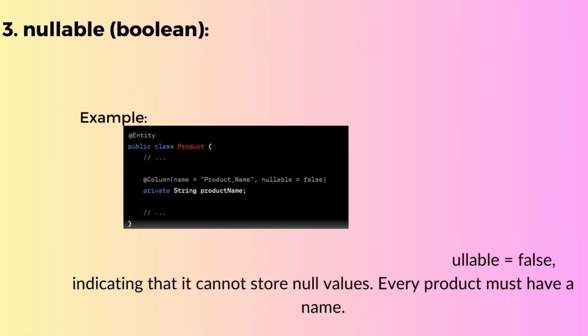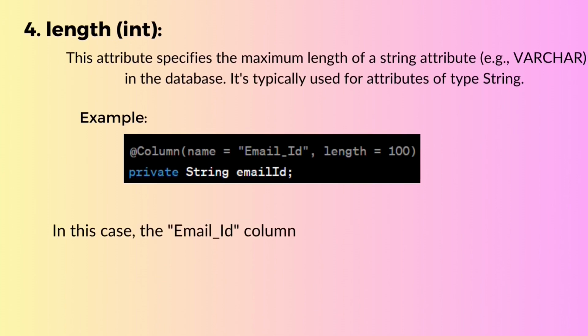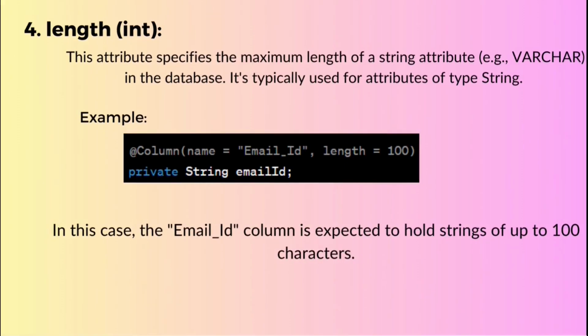Next one is length of int. This attribute specifies the maximum length of a string attribute. Example, varchar in the database. It's typically used for attributes of type String. In our example, it's expected to hold strings of up to 100 characters.